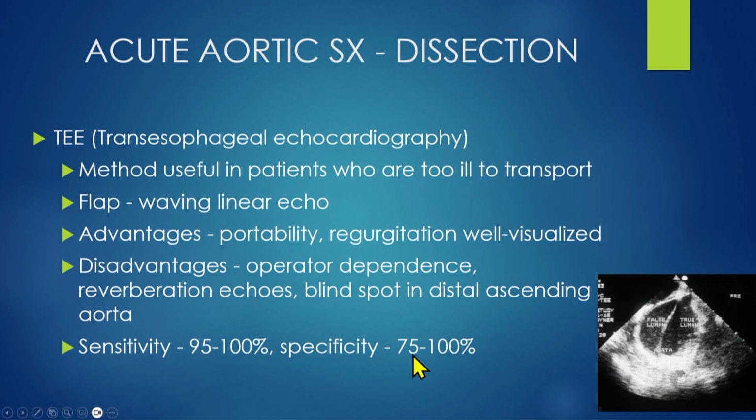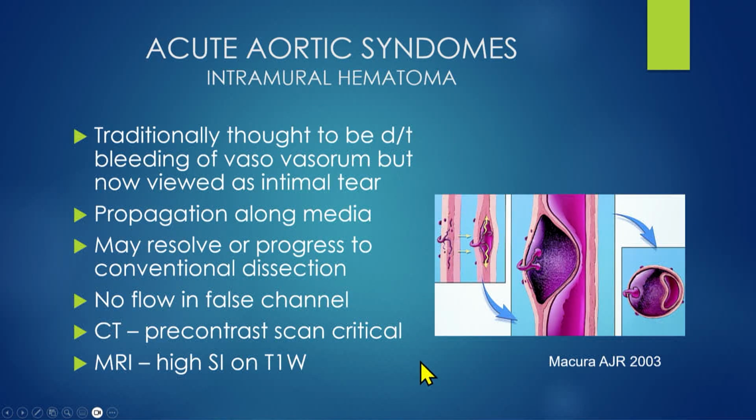Just to mention transesophageal echocardiography, we rarely do this, partly because it's prone to artifacts. The specificity is inconsistent. So that is probably a third choice. All right, let's talk about intramural hematoma. And this is an important one because it's essentially a dissection without a false lumen.